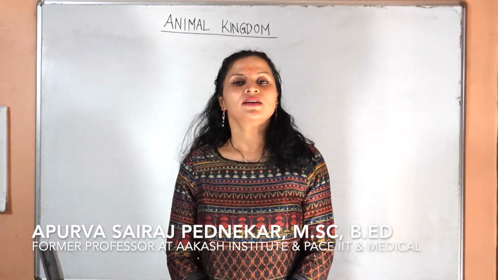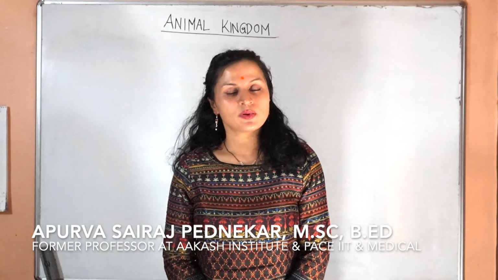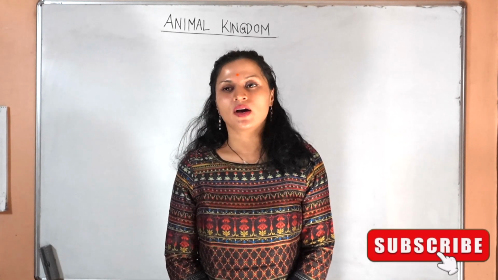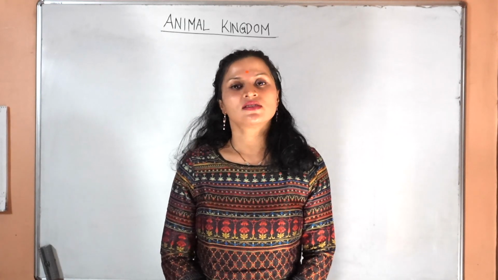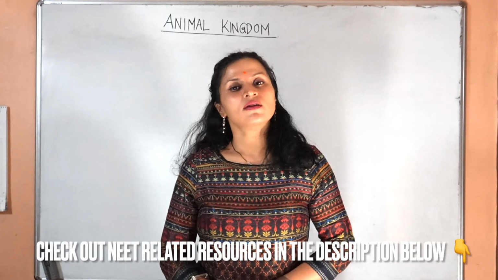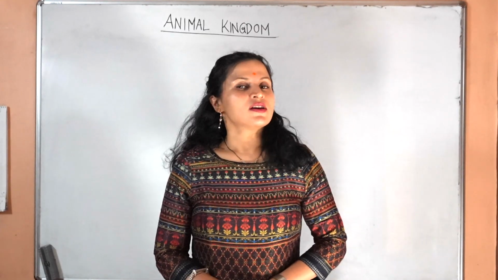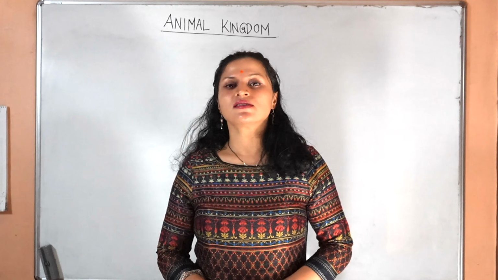Students, we have completed the superclass Pisces. Now let us move on to the next class, that is superclass Tetrapoda. Why is this superclass named Tetrapoda? Tetra means 4 and poda means legs. So this superclass Tetrapoda will comprise animals with 4 limbs. There are 4 classes under superclass Tetrapoda: class Amphibia, class Reptilia, class Aves and class Mammalia.